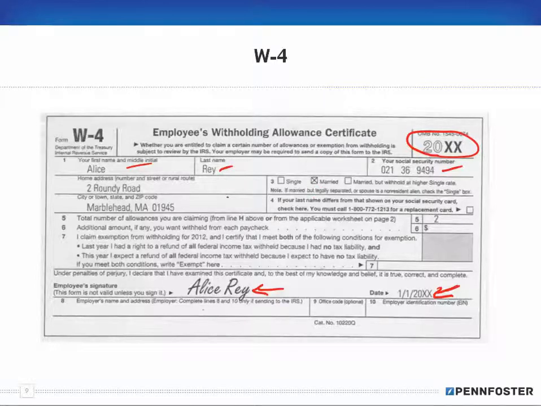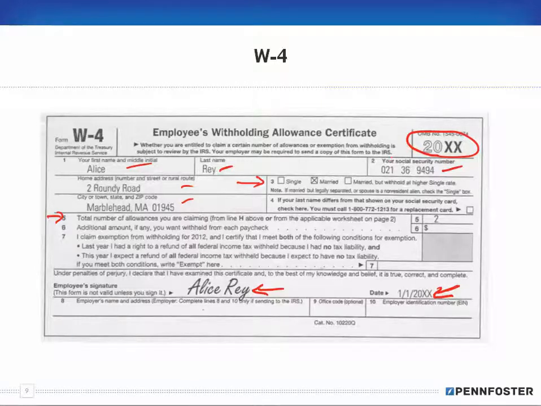The important things to notice are your date, your address, and whether you are single, married, or married but withholding at a higher single rate. The way your federal taxes are calculated is based upon being single or married. Then line number 5 is the total number of allowances you want, that you're able to claim, meaning how many additional people you have to support.